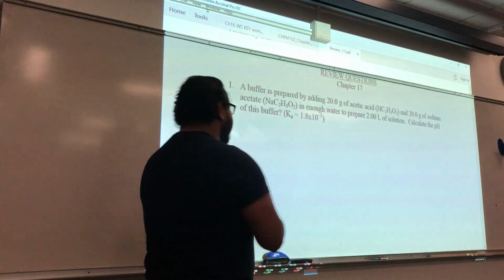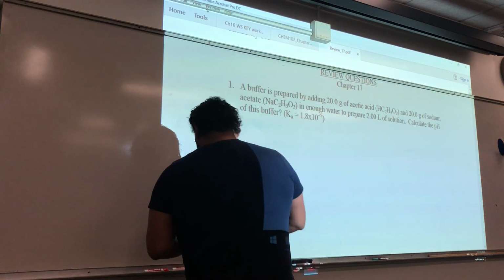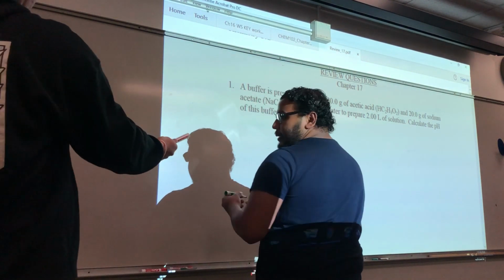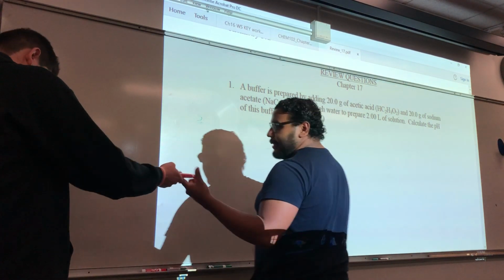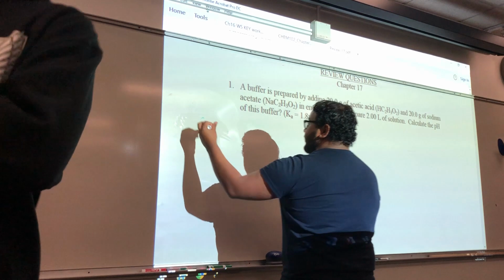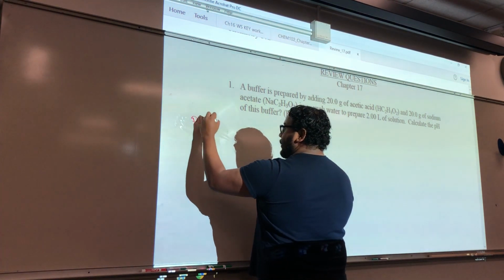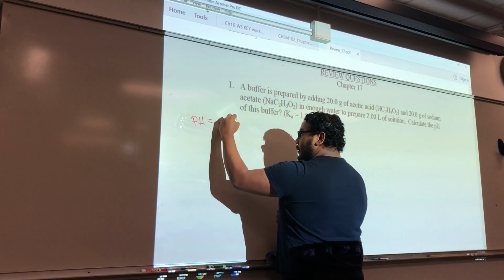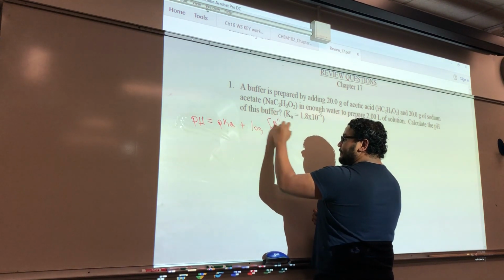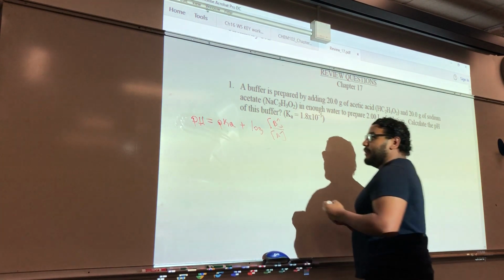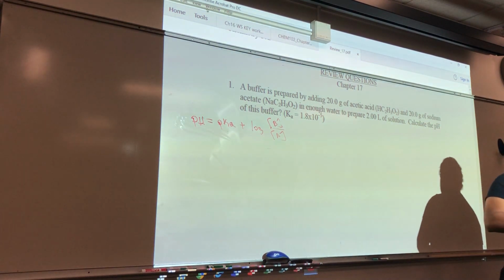So if you remember the Henderson-Hasselbalch, let's use the other one. So Henderson-Hasselbalch goes what? pH equals pKa plus ln of the base over the acid. It's the base over acid. Cool. So then we're going to be using that the entirety of this section, pretty much.